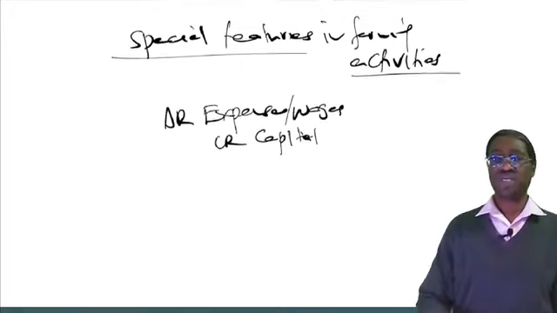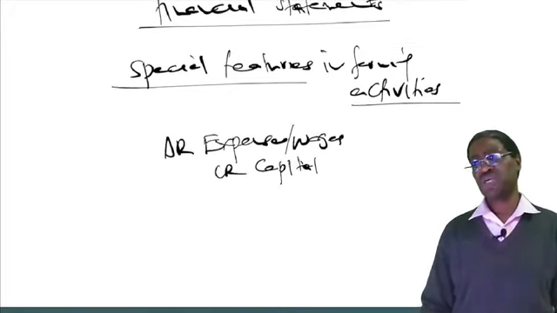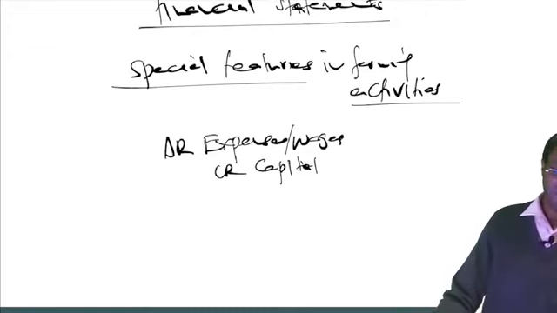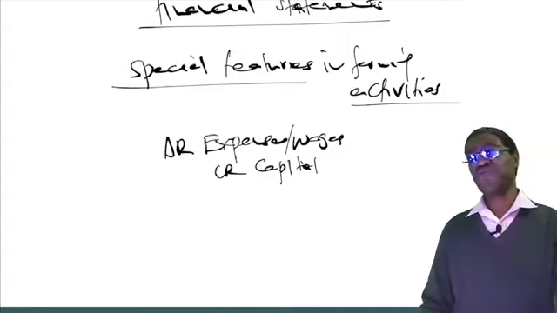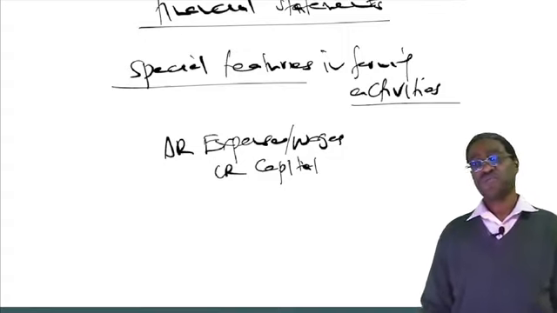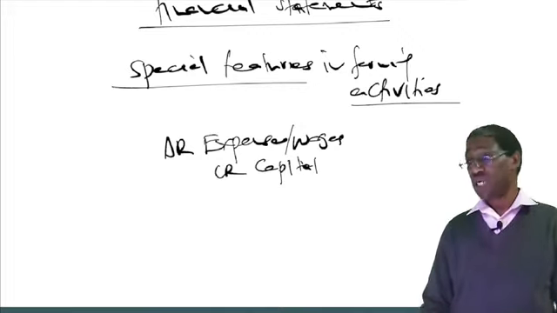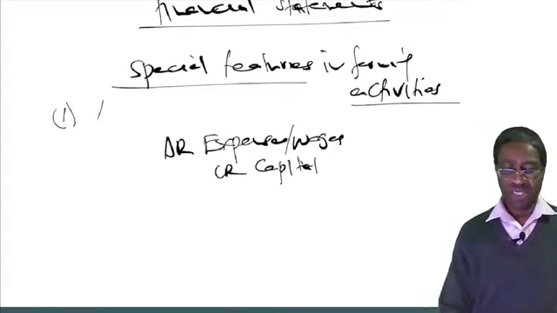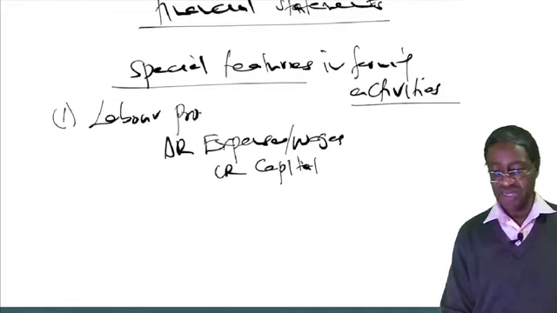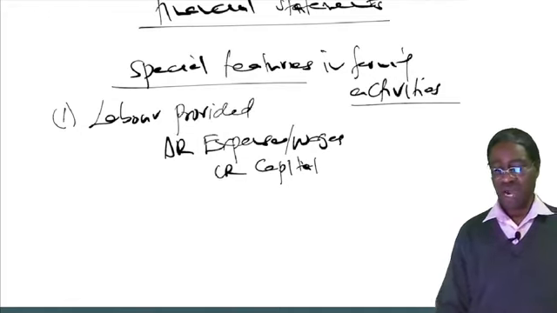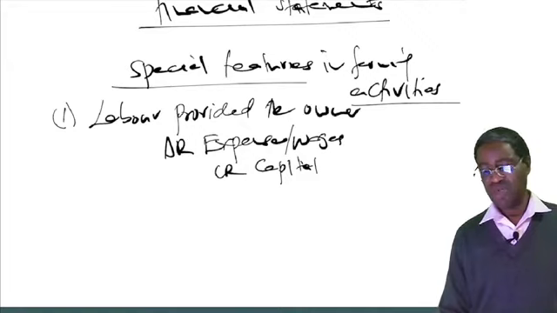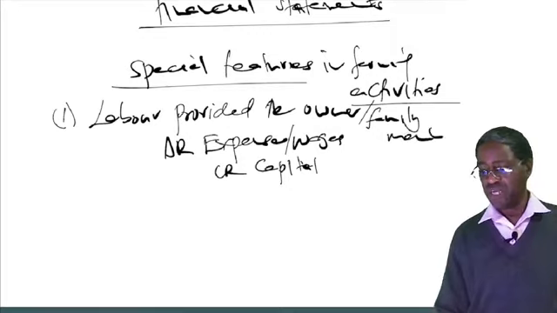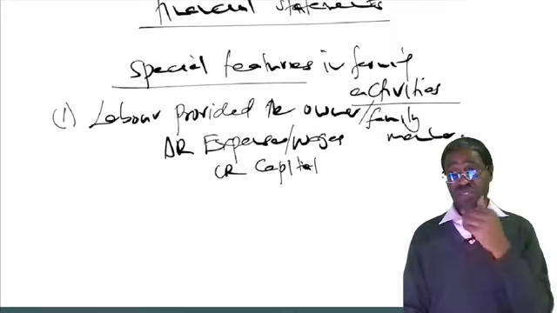So the topic, the subtopic, is special features in farming activities. Number 1. Labor provided by the owner, stroke family members. Labor provided by the owner or family members.